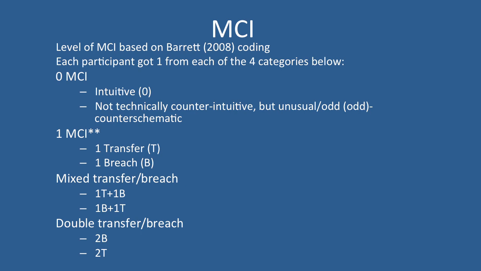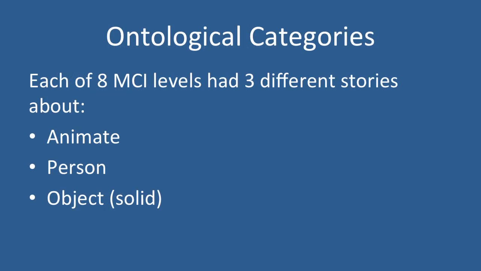I then had a mixed group. The last 2 groups are actually both MCI scores of 2, but I have 2 different kinds: either double transfer, double breach, or mix 1 and 1, and I counterbalanced the order. So either transfer was presented first or the breach was presented first. I also used ontological categories for animal, person, and a solid object. Each of the 8 levels that I just presented had these 3 different stories, so I had 24 different stories.